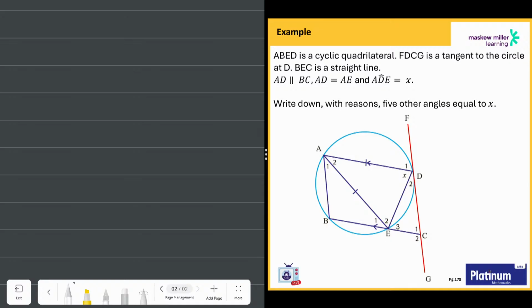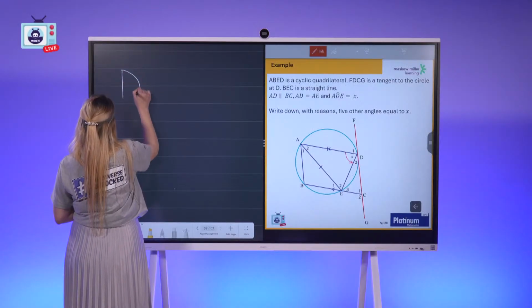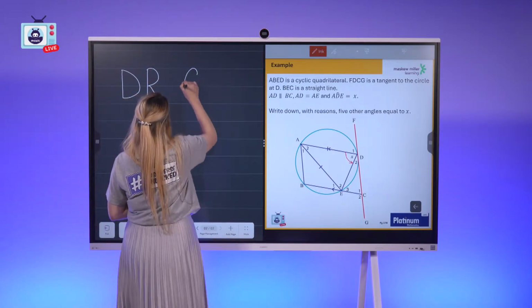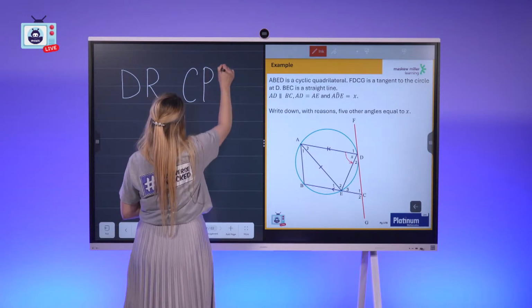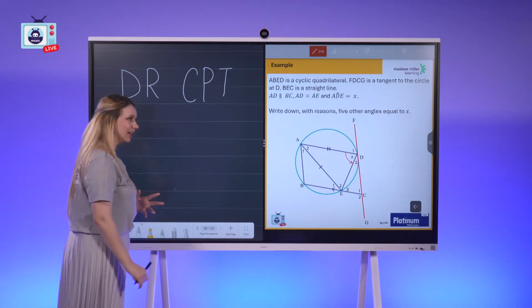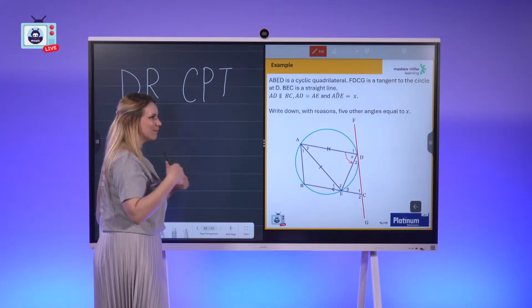Let's highlight where ADE is on our diagram. So ADE is equal to x, that's over here. Right, let's go through what I like to call the Dr. Cape Town approach. So we have D, R, C, P, T. Now these letters represent something on that diagram. It's going to help us, remind us of our theorems.